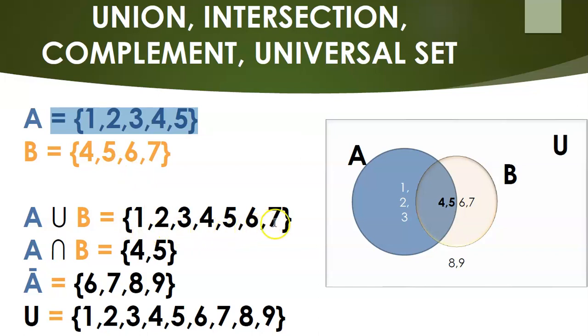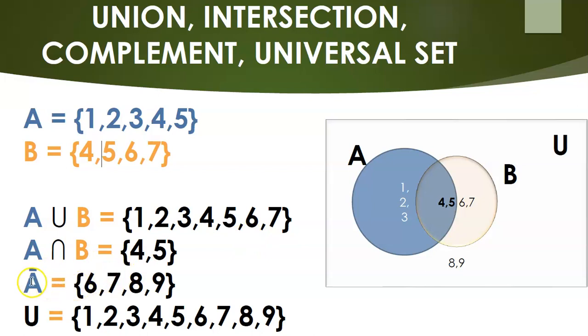So the union, which is denoted by the symbol here, is 1, 2, 3, 4, 5, 6, 7. Since a set consists of distinct elements, we do not repeat 4 and 5 even though they fall in both A and B. Now what is the intersection of A and B? The intersection of A and B, denoted by an inverted U, is the elements which are common to both A and B. In this example it's 4 and 5.